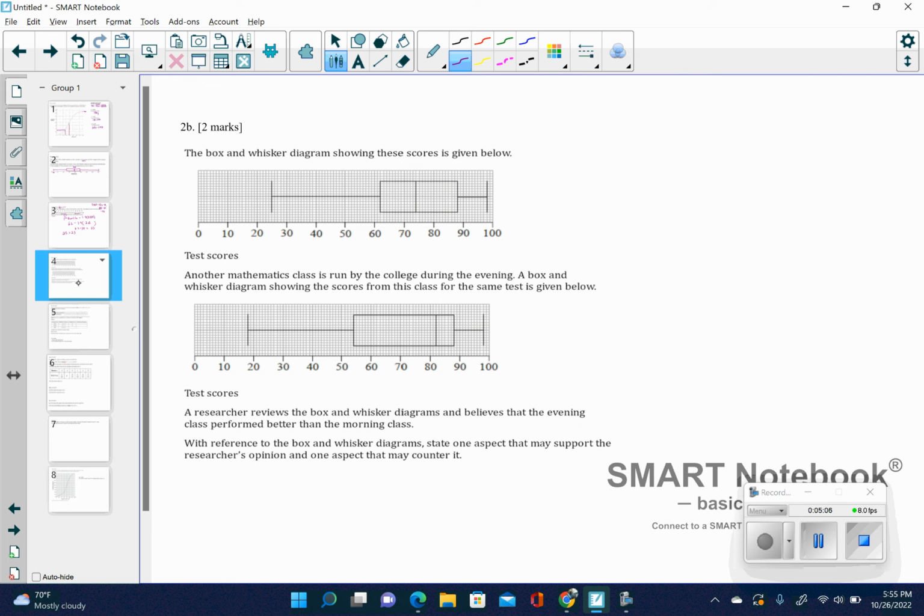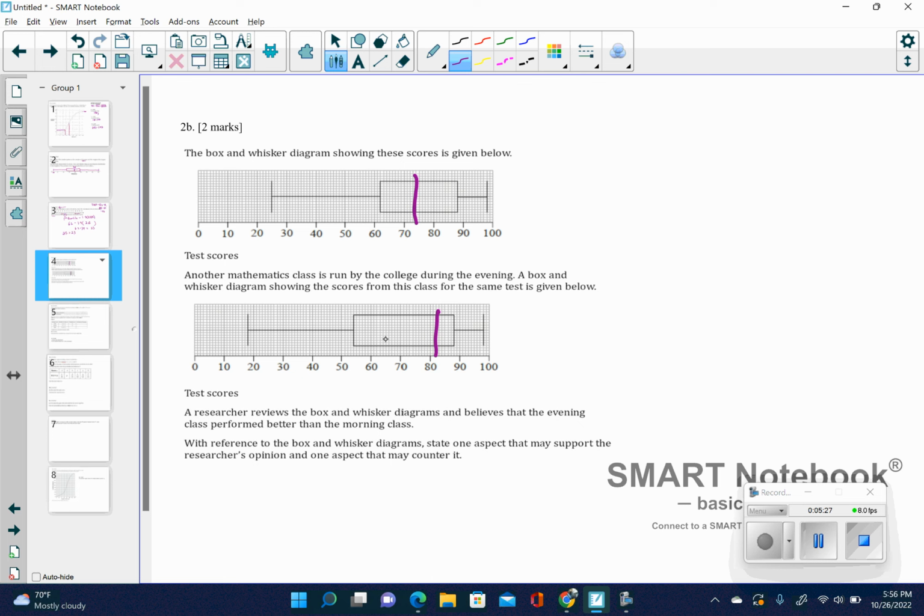For this next one, a lot of you got this correct. Acceptable answers for this is that you could have said that the median for the evening, right? So this is the median for the evening classes. That is clearly higher than the median for the morning classes. So you definitely should have said that.